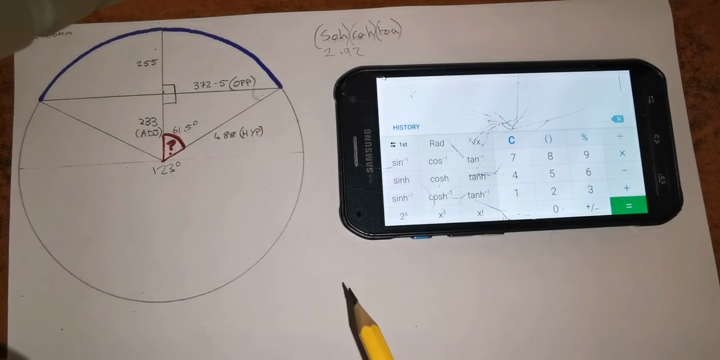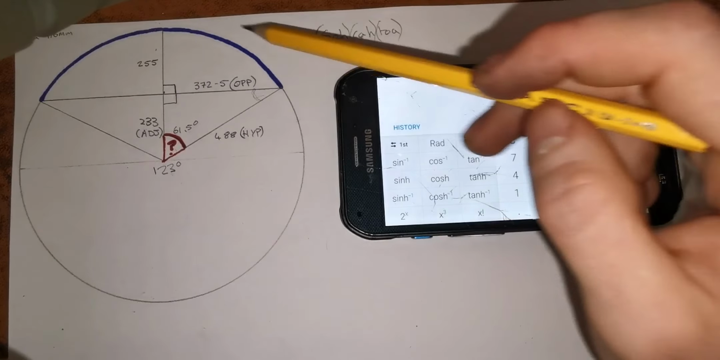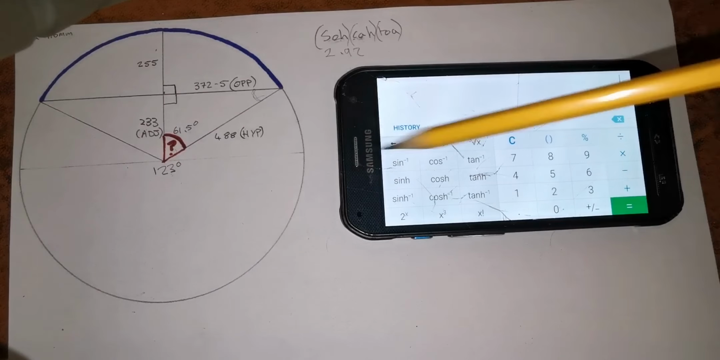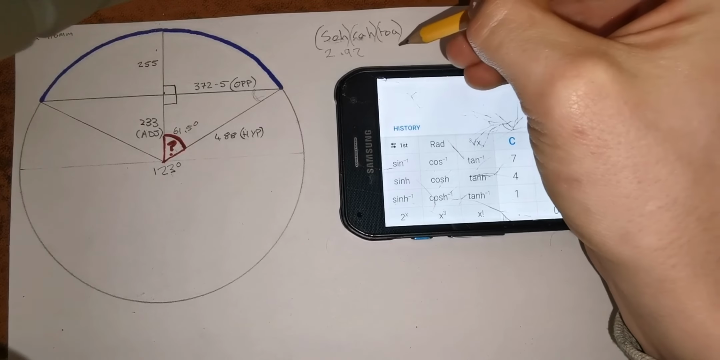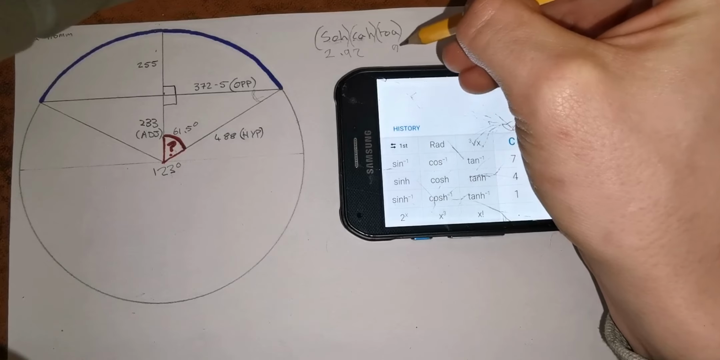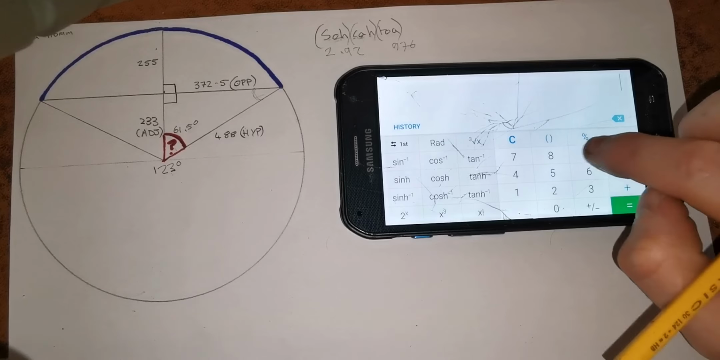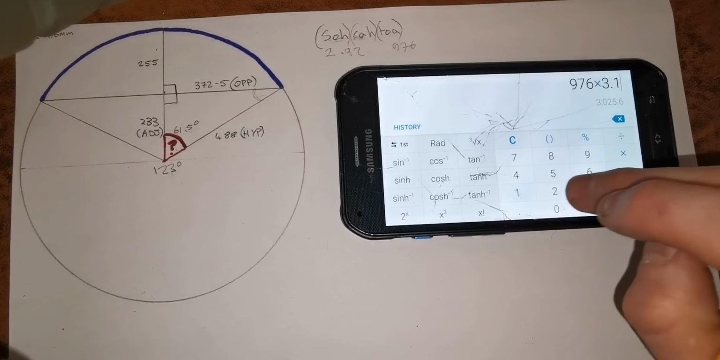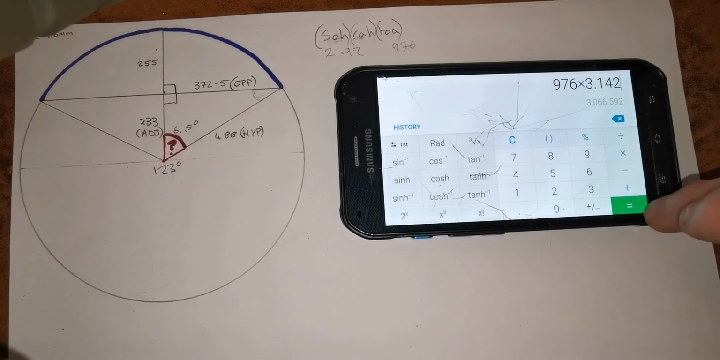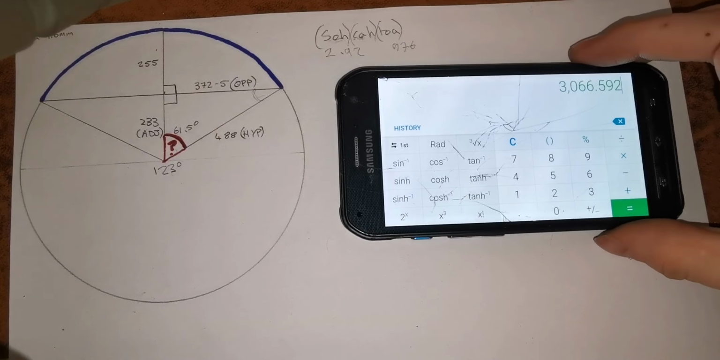So we know that's 360, but what we need to do now is work out the whole length, or the whole circumference, of this circle. We know that our diameter is 976. So we take 976 and multiply that by 3.142, or otherwise pi, which gives us 3066.